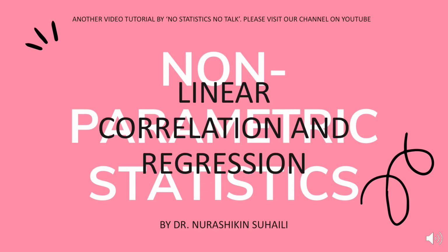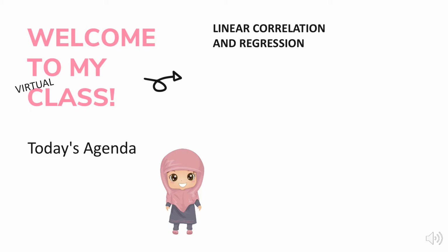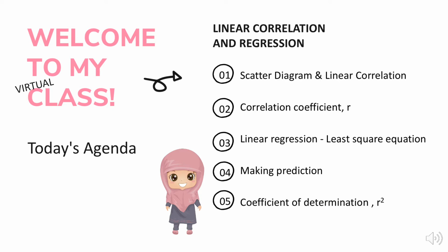In this lesson, we're going to have a look at linear correlation and regression. So here are the subtopics of today's lesson. First, we're going to discuss scatter diagram and linear correlation. The second subtopic is correlation coefficient R. The third one is linear regression, where we're going to focus on least square equation. The fourth one is making prediction, and the final one is coefficient of determination, R-square.